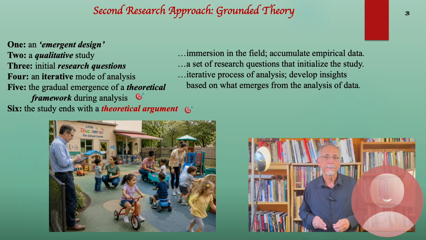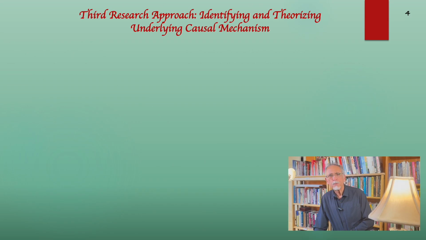The third approach involves investigating and identifying an underlying causal mechanism between variables, which involves using an appropriate theoretical framework to guide the study. In this approach, researchers are deeply concerned with the how and the why behind the relationships between variables. They're not simply asking whether X is related to Y. They want to understand the mechanism connecting them.